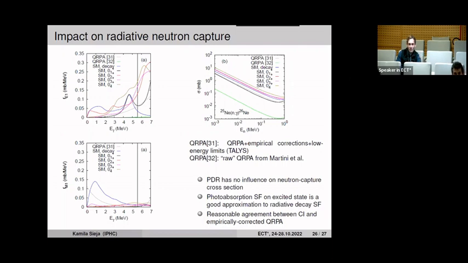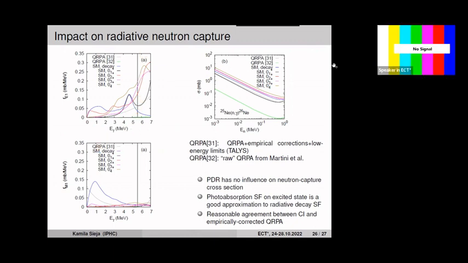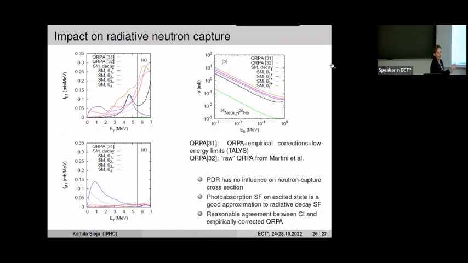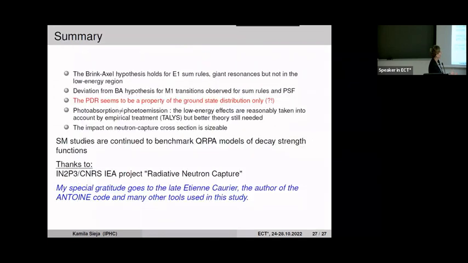Okay, let me answer this one. What I wrote here was about this case, where the PDR has no influence because, as you can see, the threshold is at 5.5, while the PDR starts at something like 8. This was the comment on this case that I forgot to mention. But on the other hand, yes, you are right. If we don't see the PDR on excited states, and if we don't see any of that in the decay, then it doesn't play a role for the neutron capture.